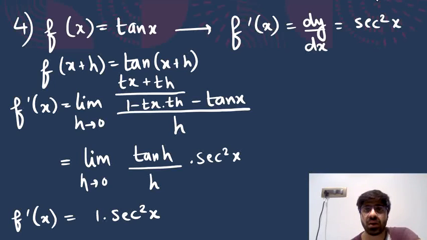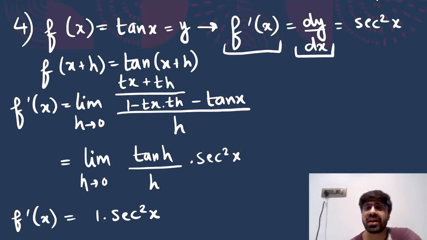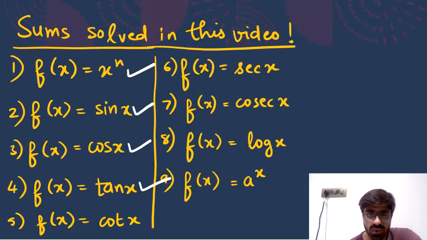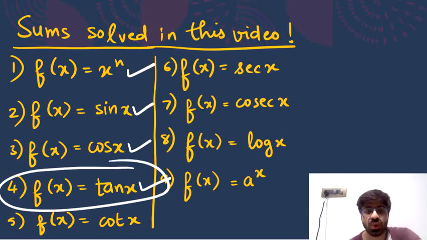For all those who are wondering what is y, we always take f of x as y only. So tan x was itself equal to y. So f of x, which is equal to y, which is equal to tan x. If that's the case, then f dash x, or the derivative of y with respect to x, that is dy by dx, will be equal to sec square x. And that is how we are proving our fourth result. Okay, so that's how we have done this fourth question.